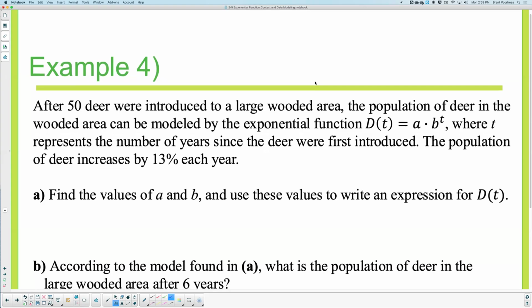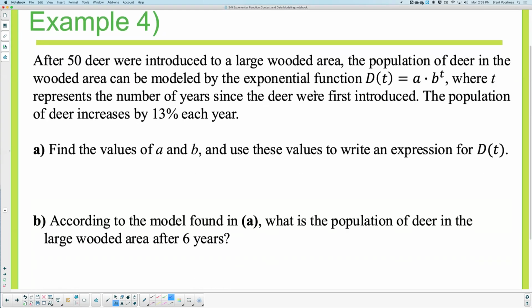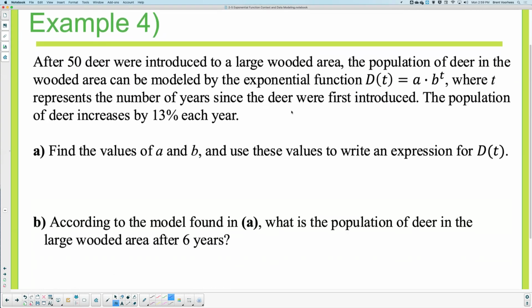All right, example 4. After 50 deer were introduced to a large wooded area, the population of deer in the wooded area can be modeled by this exponential function here, where t represents the number of years since the deer were first introduced. The population of deer increases by 13% each year. Okay, first thing we're asked to find is to find the values of A and B and use these values to write an expression.